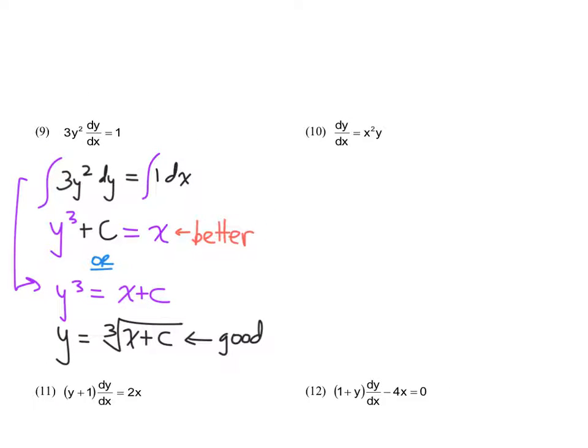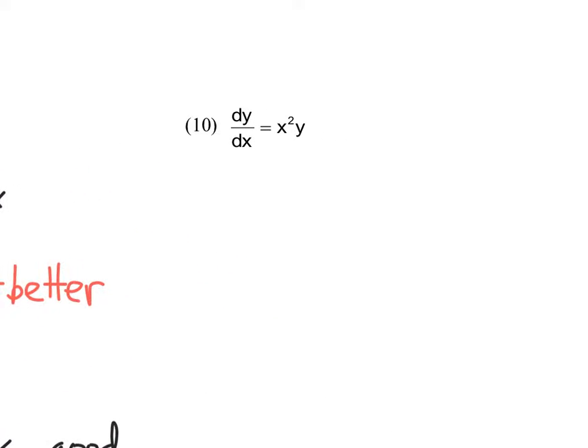All right. dy dx equals x squared y. Proportional relationship, product of x squared and y. So 1 over y dy equals x squared dx.